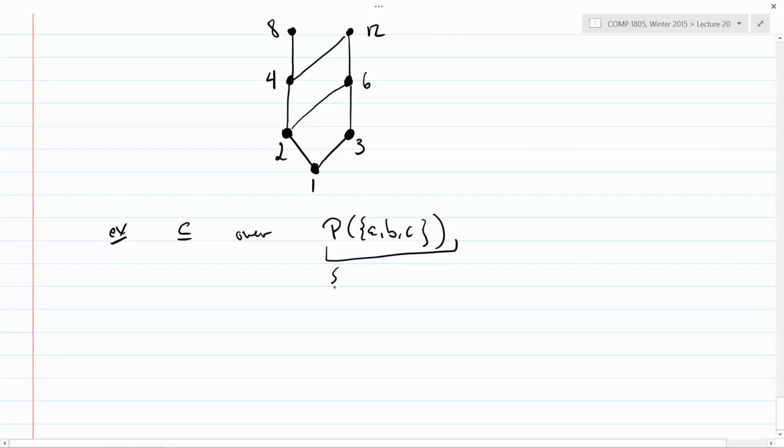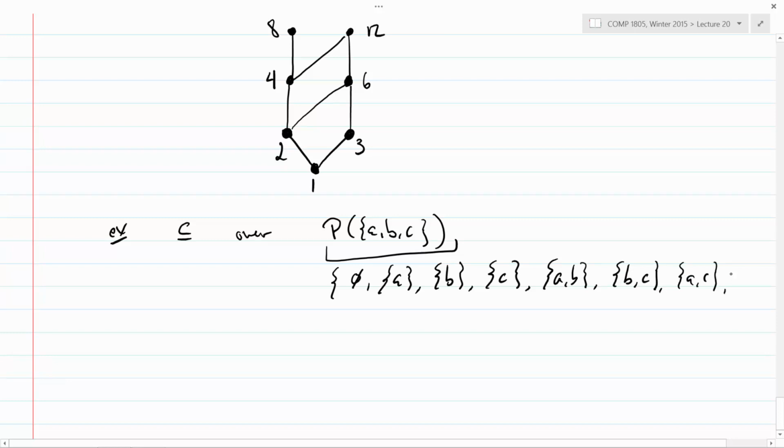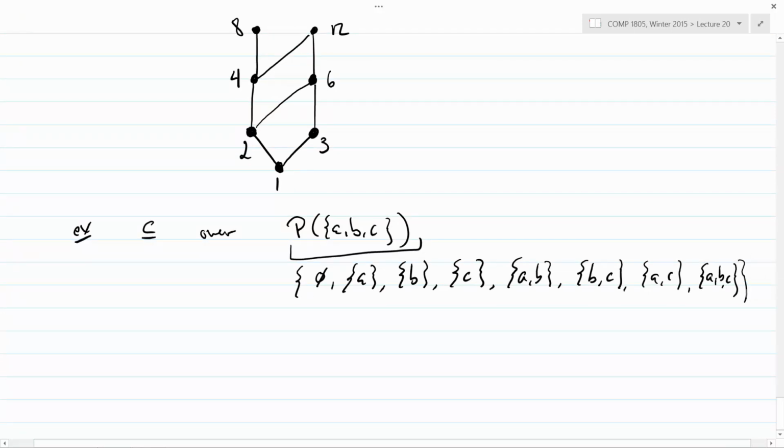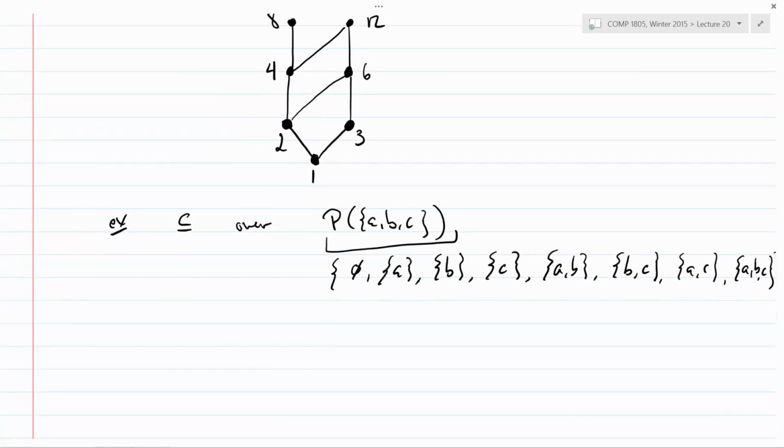Well, this is just the empty set, A, B, C, AB, BC, AC, ABC. Right? And there's 8 things in there, not too surprisingly. And one subset is going to be related to another subset if it's a subset, which I guess sounds a little bit confusing. One element of the power set will be related to another element of the power set if it's a subset of the second element.